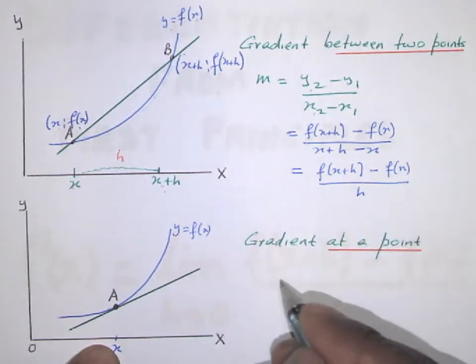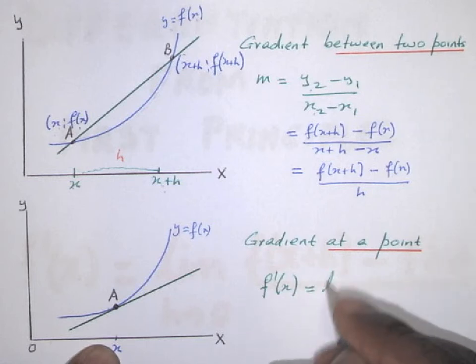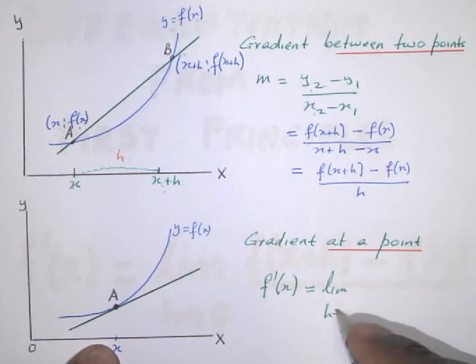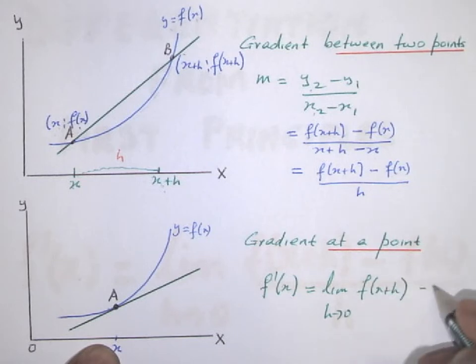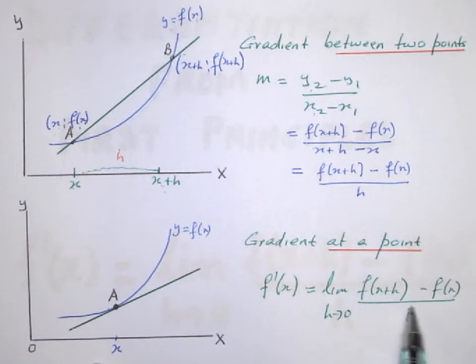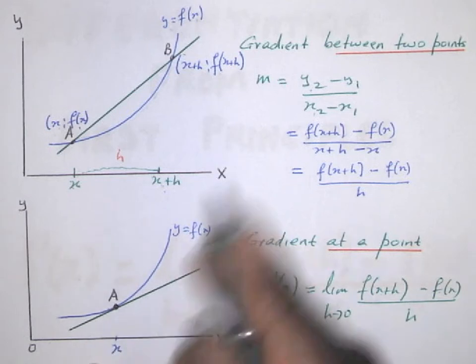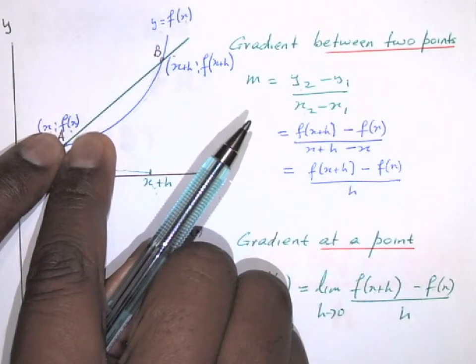So we'll say here it is f dash of x, f prime, equals the limit as h approaches 0 of f of x plus h minus f of x all over h. This is the same as that, but as h becomes 0, it means that this becomes a tangent. As h becomes 0, the point B comes closer and this becomes a tangent.